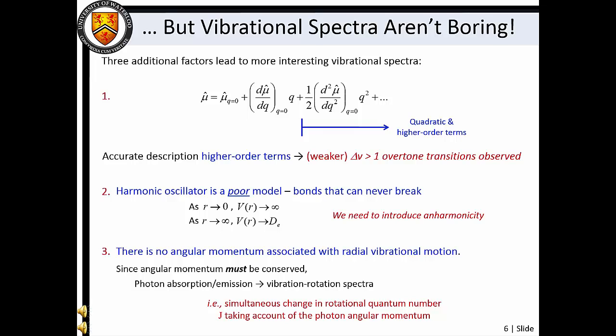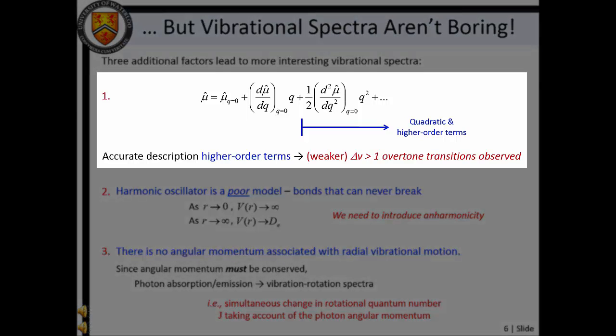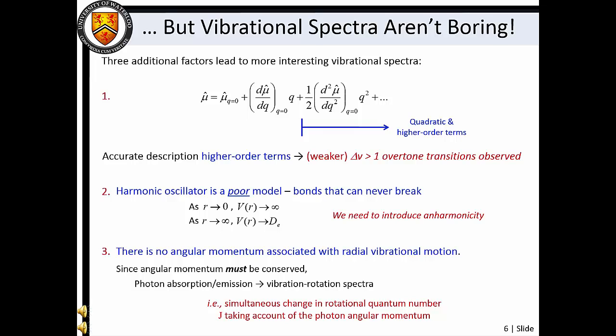Fortunately, vibrational spectra are much more interesting than harmonic oscillator predictions. If we expand the dipole moment operator as a Taylor series, we find that overtone transitions become weakly allowed. This means that the vibrational quantum number can change by more than plus or minus 1 during a vibrational transition. Furthermore, the harmonic oscillator is actually a poor model for the electronic potential energy since it implies that bonds can never break. A more realistic model would introduce anharmonicity, or deviation from the harmonic model, by incorporating a bond dissociation asymptote.